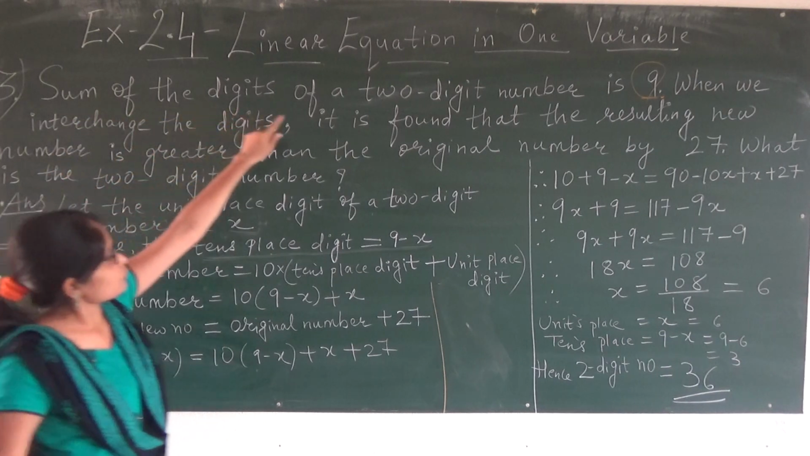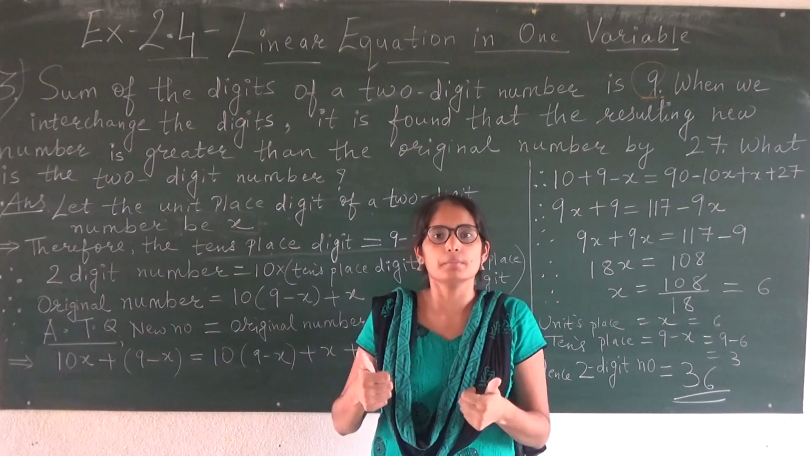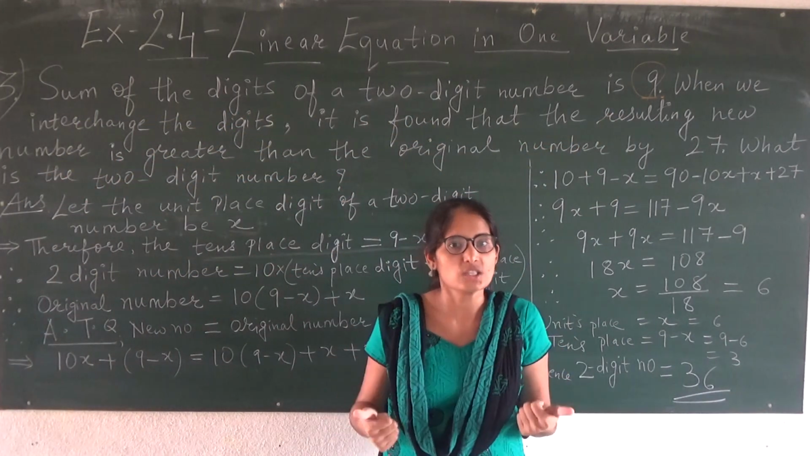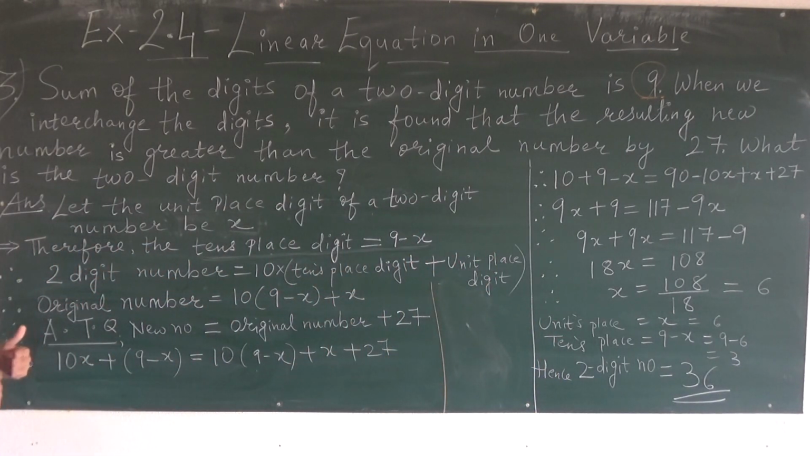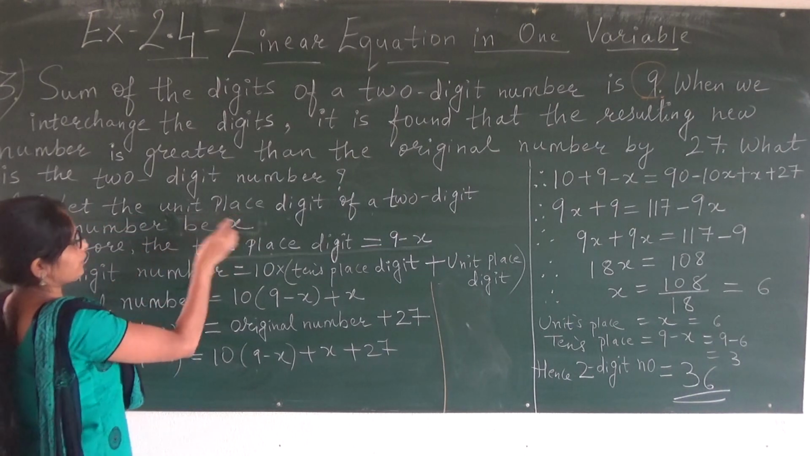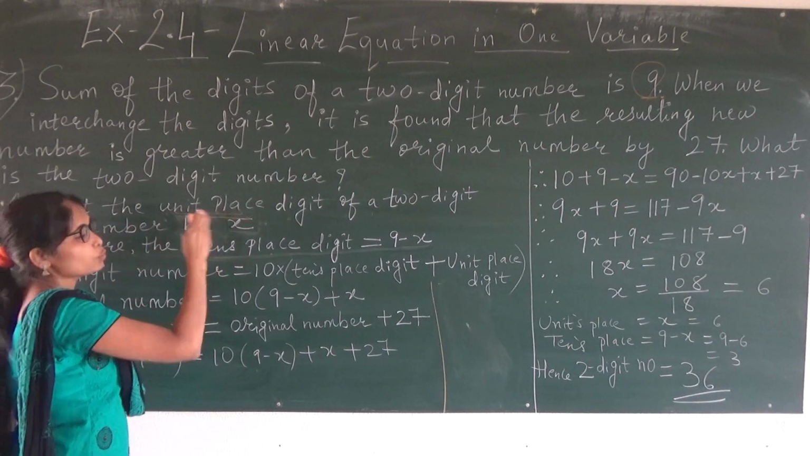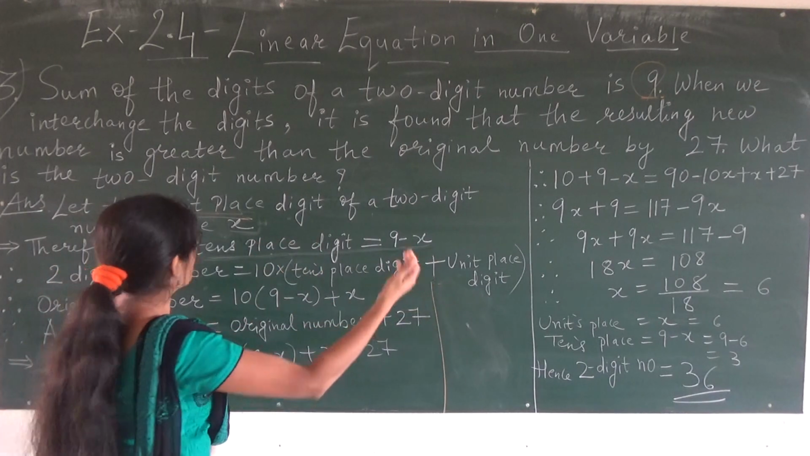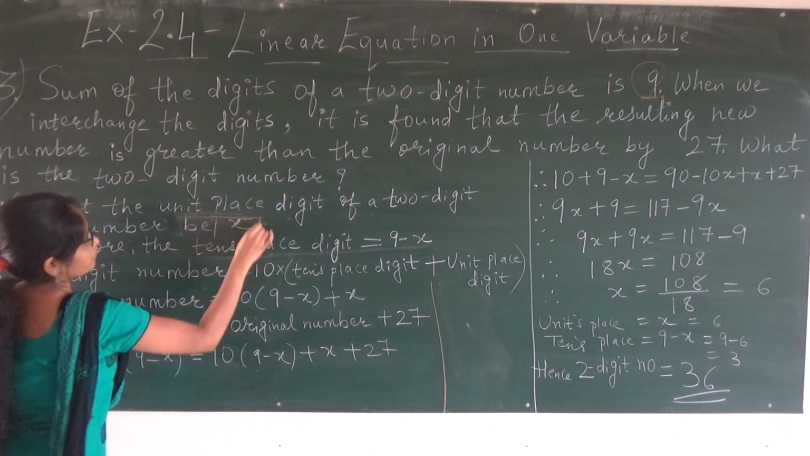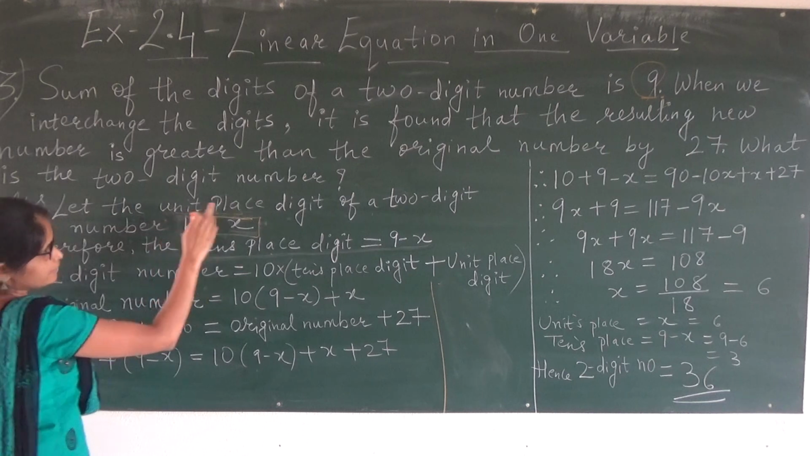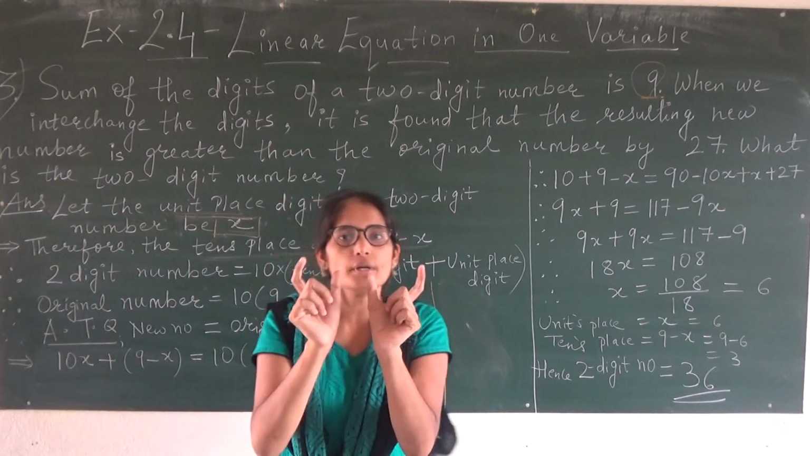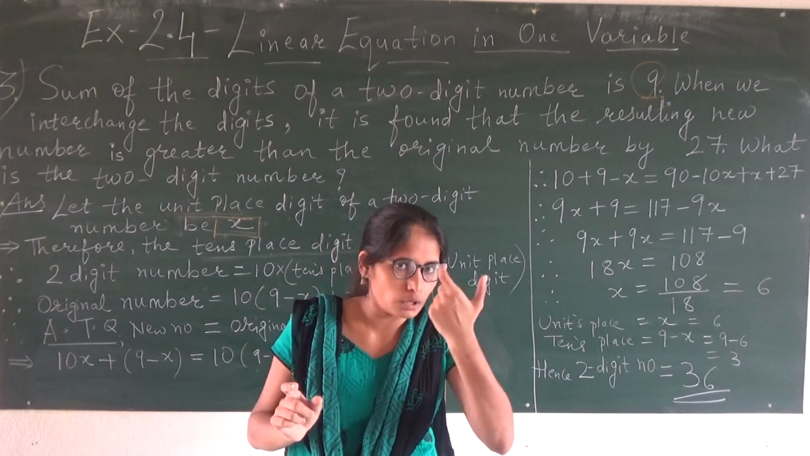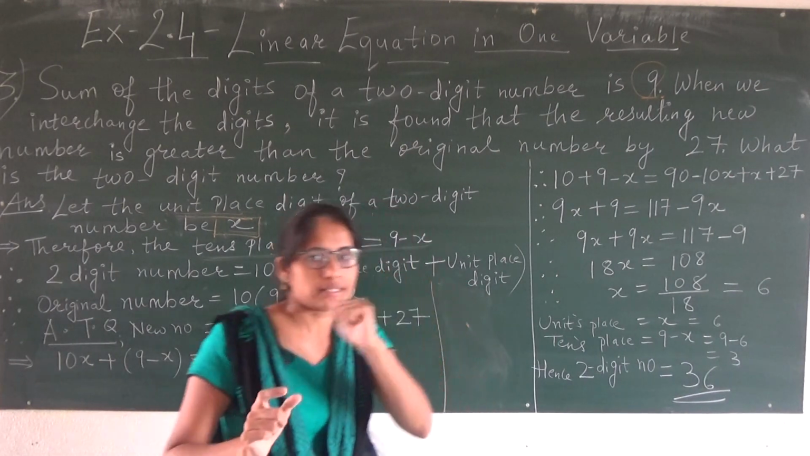Sum of the digits of a 2-digit number. A 2-digit number has ones place and tens place. First of all, let the digit at units place be x. So out of that 2-digit number, the number which is at ones place, we are taking as x.